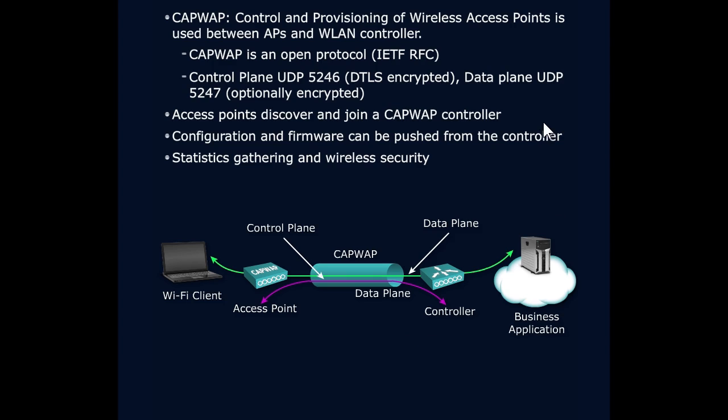Well, first, the protocol that we're going to be using with our Cisco access points and wireless LAN controllers is called CAPWAP, all right? Control and provisioning of wireless access points, used between the APs and the wireless LAN controller. Awesome. Now, don't be confused if you see references out there to LWAP, the Lightweight Access Point Protocol.